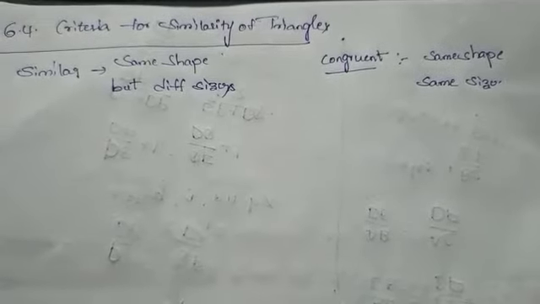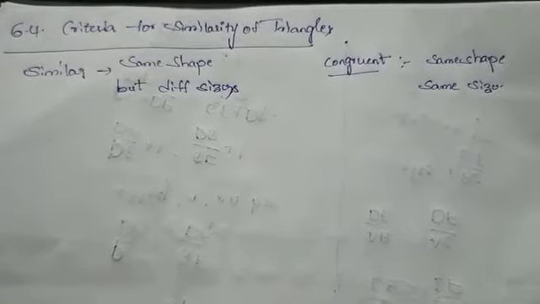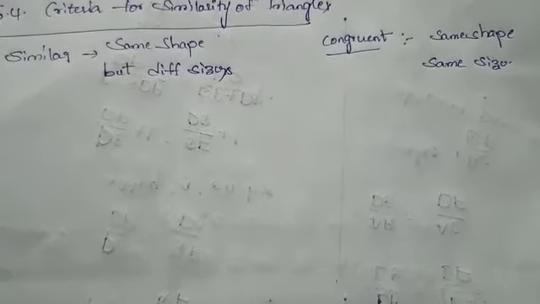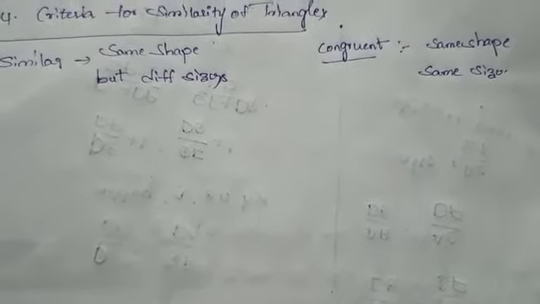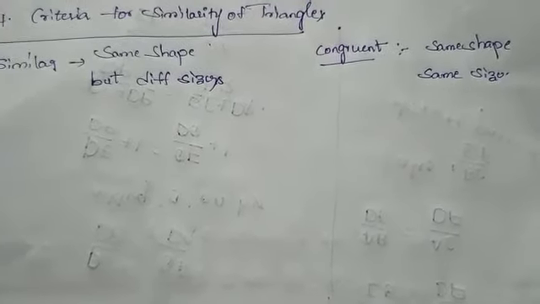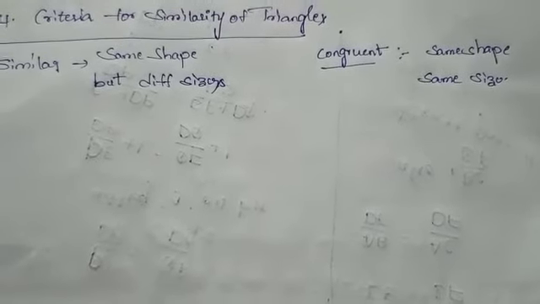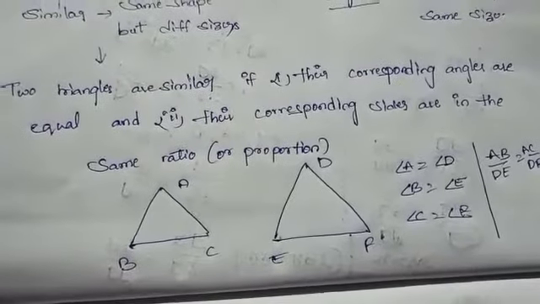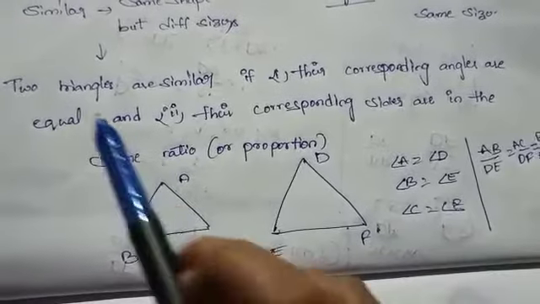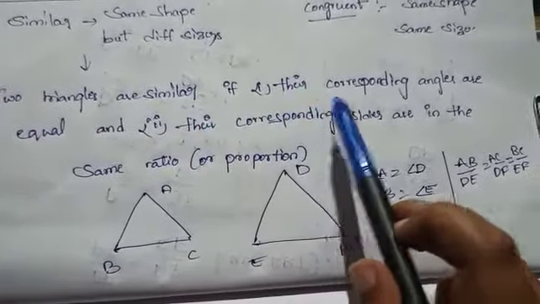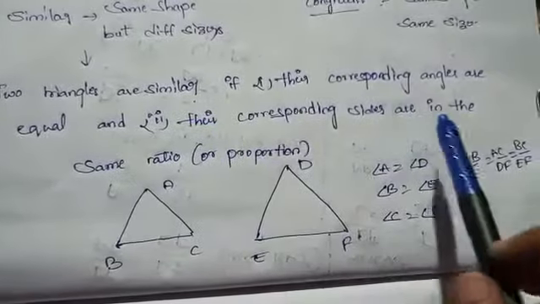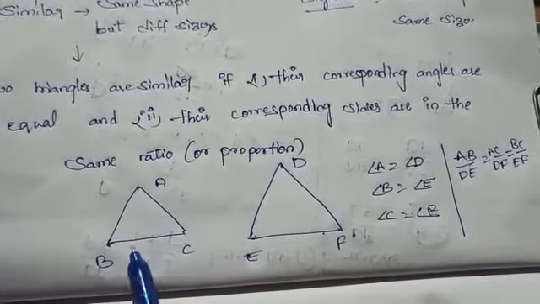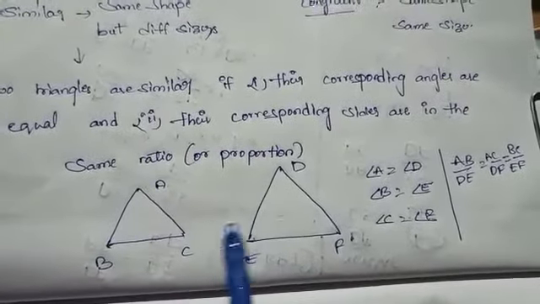Let's discuss criteria for similarity of triangles. We know similar triangles have the same shape but different sizes. We know congruent triangles: congruent means they have the same shape and same size. Two triangles are similar if the corresponding angles are equal and their corresponding sides are in the same ratio or proportion. Here triangle ABC and triangle DEF are similar triangles.